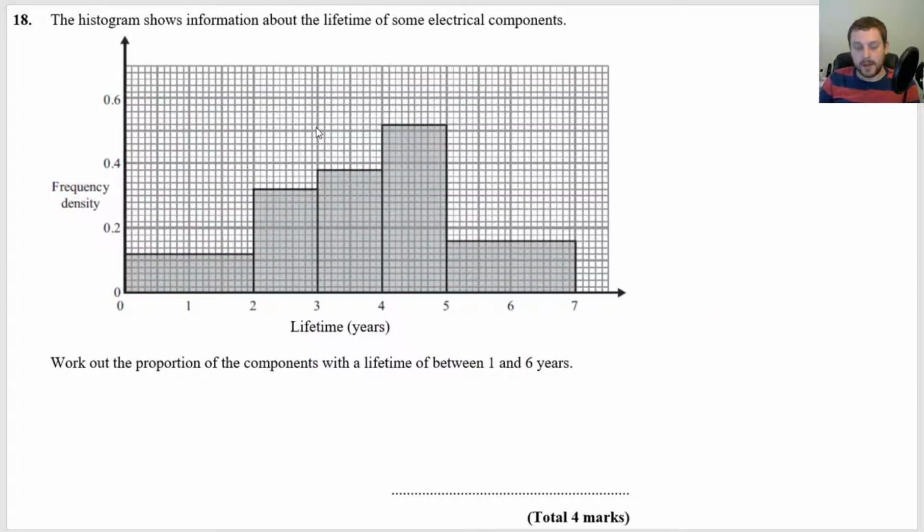Right, and then final question. Work out the proportion of the components with a lifetime between 1 and 6 years. Okay, so since it's a proportion, it means it's out of the whole thing, which means I do actually need to know what the whole thing is. So I want the total area, because in a histogram, area is frequency. So I'm just going to write that down. Area is frequency. So let us do 2 times 0.6, so that's 1.2 in total.